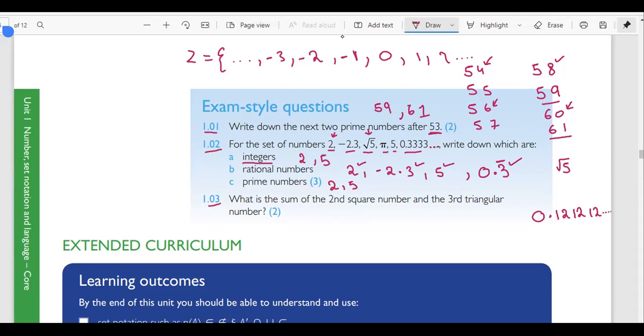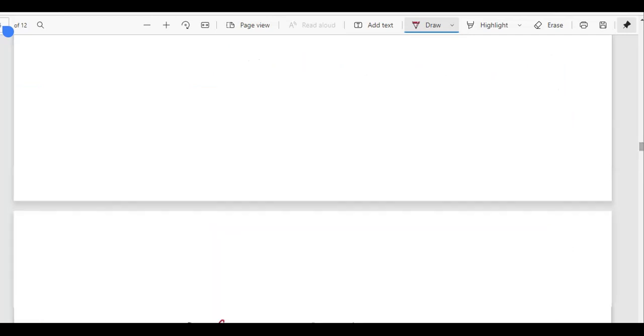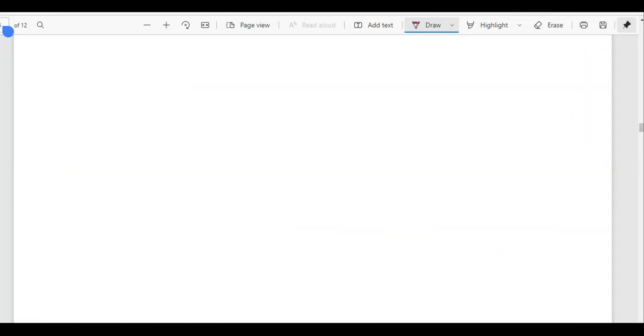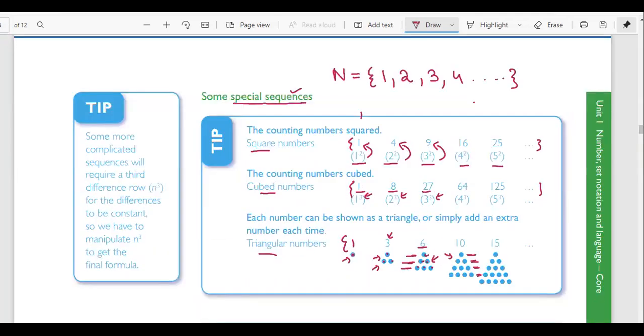Then we'll talk about the next chapter. What is the sum of the second square number and the third triangular number? We have just discussed square numbers. We have discussed triangular numbers, right? I'll give you a quick recap. Here we have a table in which we have both square numbers and triangular numbers. First square number is 1, second square number is 4. And what is the third triangular number? Yes, Sunny? 6. Very good.